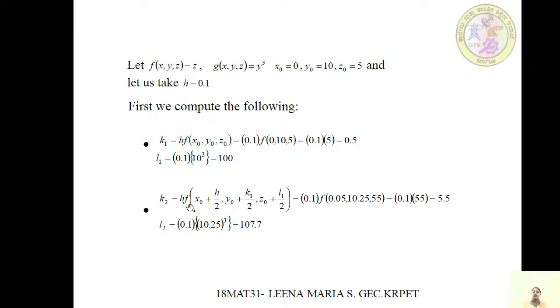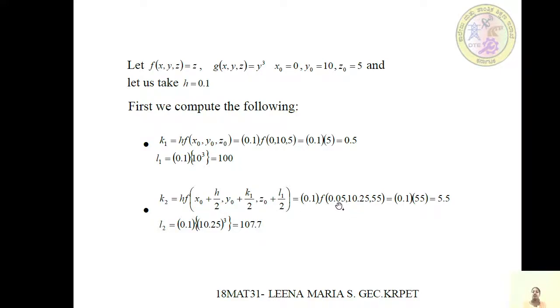K2 equals h f of x naught plus h by 2, comma y naught plus K1 by 2, comma z naught plus L1 by 2, where h is 0.1, and x naught is 0 plus h by 2. Simplifying this, we get 0.05, comma y naught is 10 plus K1 by 2. K1 is 0.5 by 2, and adding to 10, we get 10.25, comma z naught is 5 plus L1 by 2. L1 is 100 by 2 plus 5. On simplifying, I'll get 55.